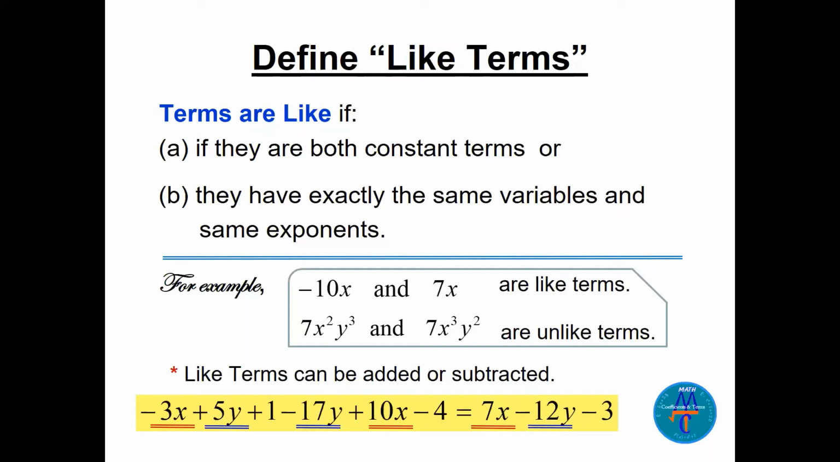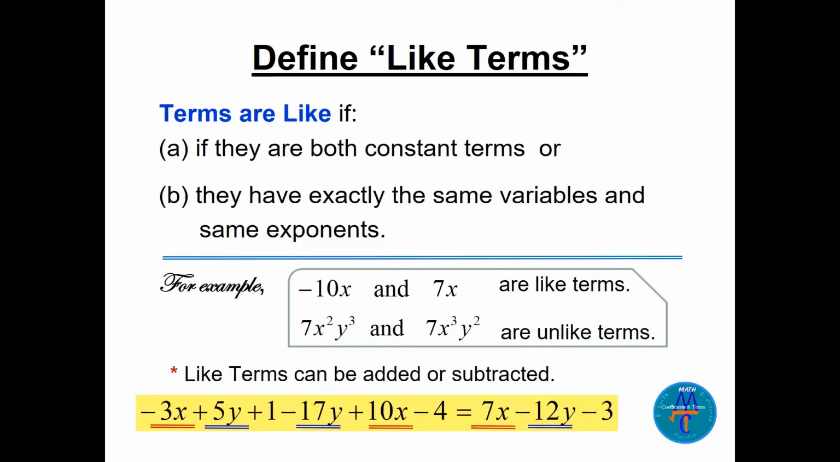Like terms can be added or subtracted. So we look for like terms to add them or subtract them. So if we have here minus 3x, just read carefully please here. Minus 3x plus 5y plus 1 minus 17y plus 10x minus 4. We call this expression. We will come later to the expression. Then we need to simplify it so we can add the like terms.